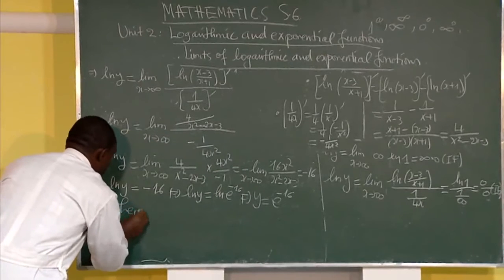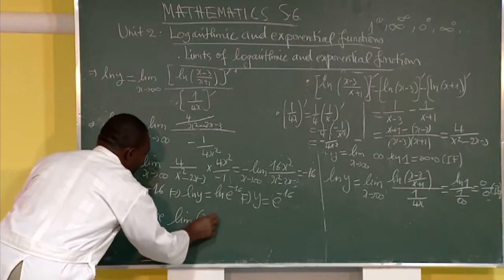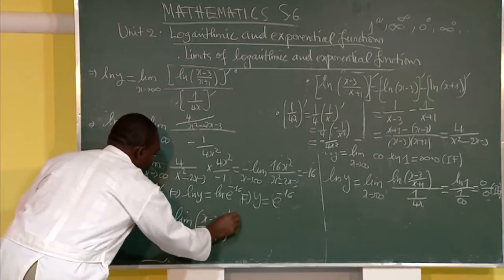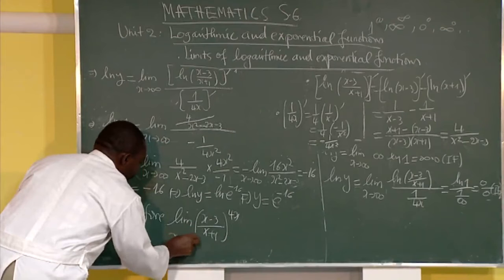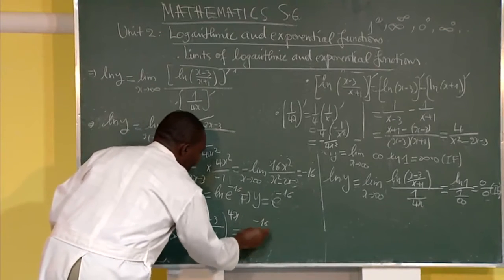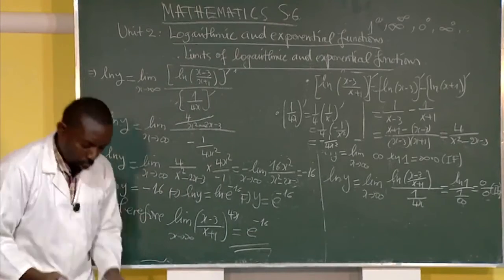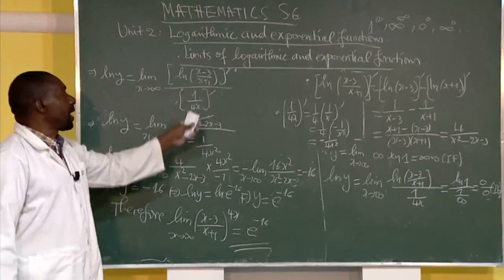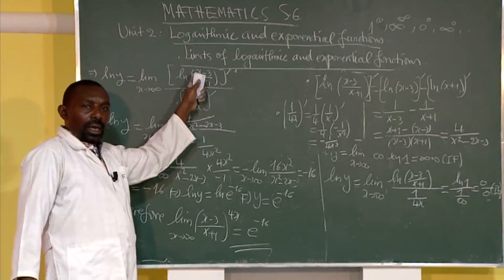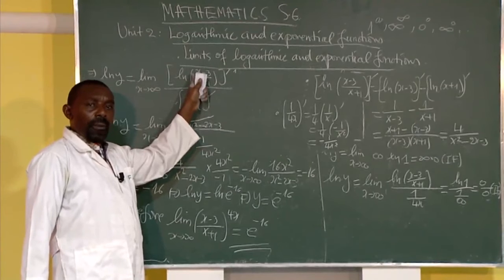Therefore, the limit of x minus 3 divided by x plus 1, raised to power 4x, as x approaches infinity, is equal to e power minus 16. This is our limit using the general method. This is known as the general method. Do you understand? Any comment?